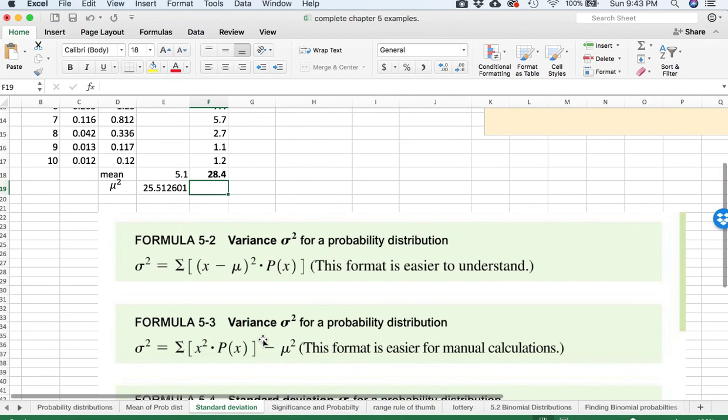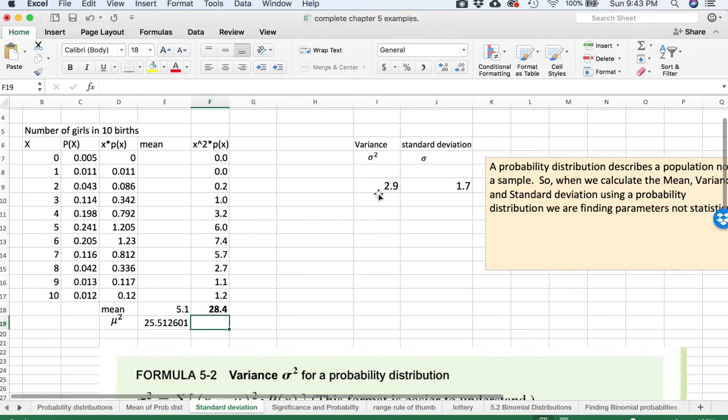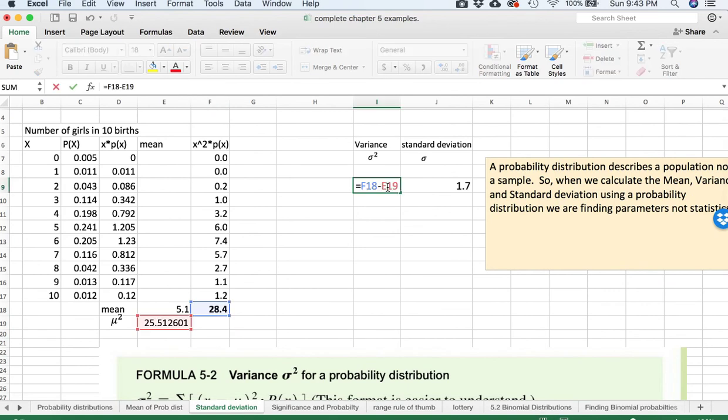After you add that column up, you're going to subtract off your mean squared to get your variance. So if you look at my variance here, I took my 28.4 and subtracted off my mean squared. And I got a variance for this probability distribution of 2.9. So the standard deviation will be the square root of the variance.